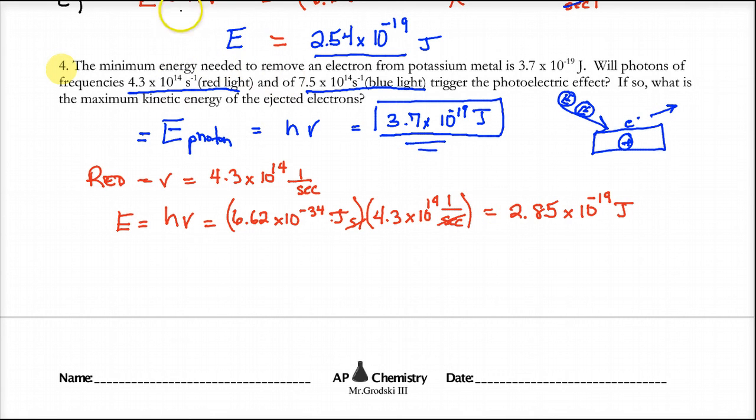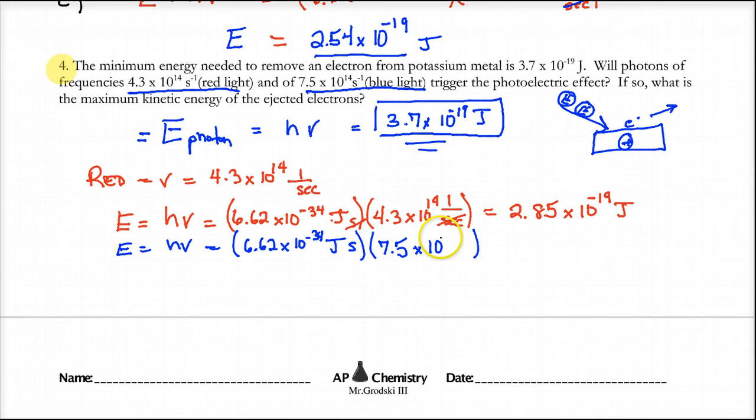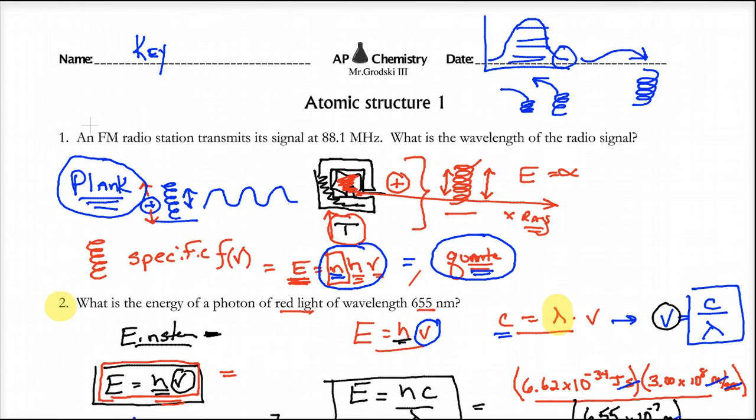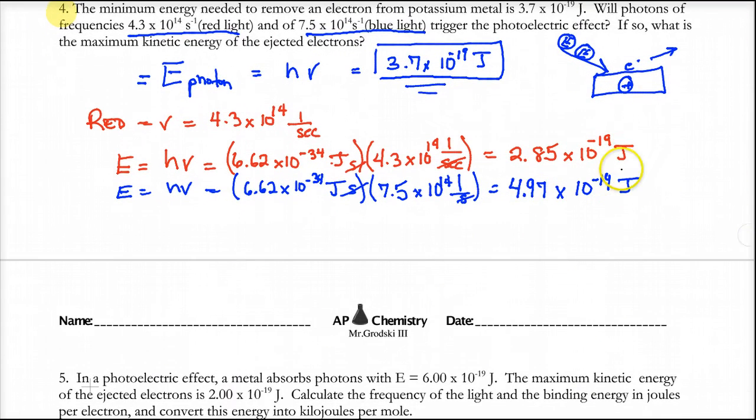Okay, let's do the blue light. I'll do it in blue. E is equal to Planck's constant times frequency. 6.62 times 10 to the negative 34 joule seconds. This time the frequency of the blue light has to be higher: 7.5 times 10 to the 14, 1 over second. Seconds cancel. Let's go find that number. And I get Christmas in July. I get 4.97 times 10 to the negative 19.